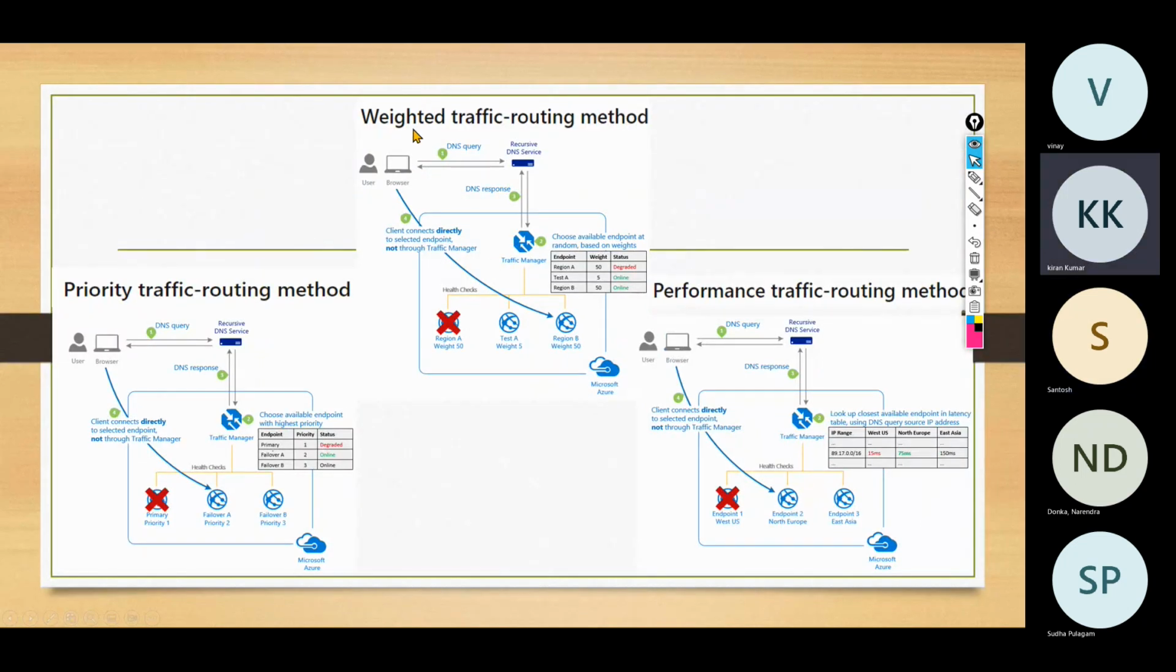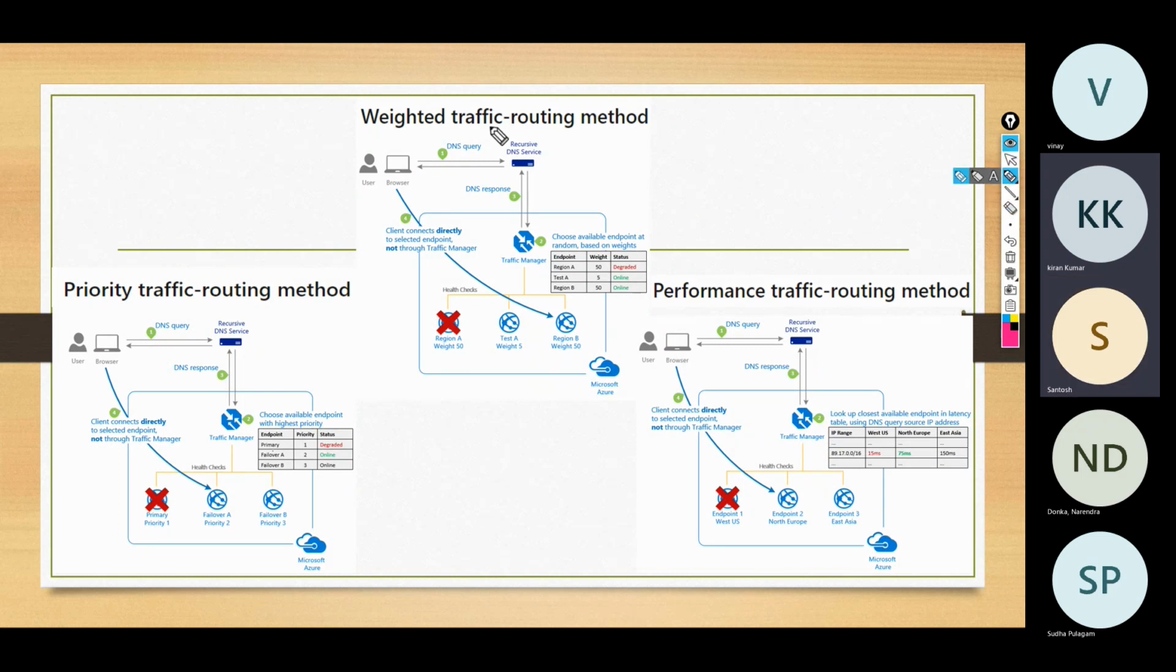Next is the weighted traffic method. It depends entirely on requirements, but as of now I have never seen it used. It's a kind of 50% load to this backend endpoint and 50% load to that backend endpoint. It works the same way, but with the weighted method it means 50% traffic to this one, 50% traffic to that one. However we define it in the routing method, accordingly it will route the traffic.